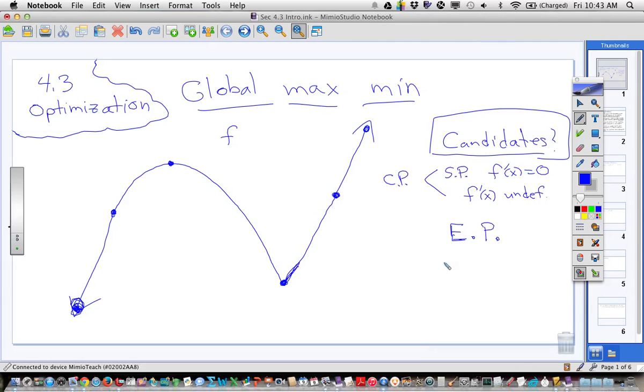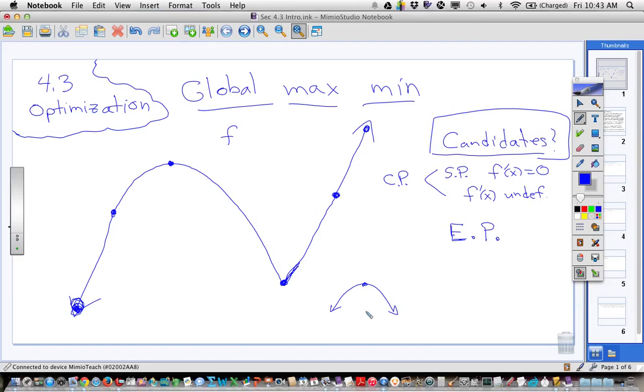But how can you do a list of candidates if you only have one candidate? What's wrong with a list of candidates if there's only one candidate? What's the purpose of a list of candidates? To do what? To find the max value, right? So why is one candidate not going to help you do that? Well, why couldn't it be the max or min? If I have a parabola like this, I have one candidate right there where the derivative is 0. Is that the max or the min? It's the max.